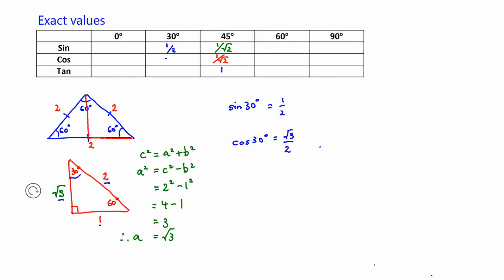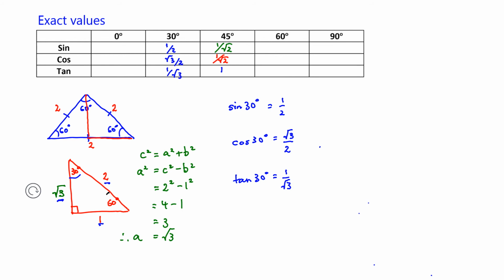And finally, tan of 30 degrees can be determined. Now tan is when we've got the opposite side over the adjacent side. So in this case, it'll be 1 over root 3. And once more, we can add that in to our table. Continuing on, we're going to look now and reorientate ourselves with the triangle.